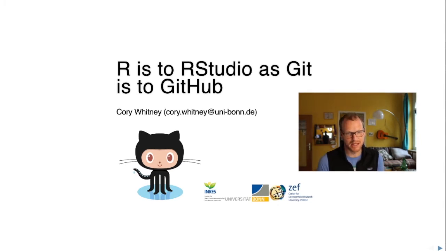RStudio is software developed by a company, and R is an open source language. Git is similar: an open source language, a way to communicate with your computer and do version control. And GitHub is a company, a software that's developed to interface with that language. Very useful, friendly community, similar in many ways.